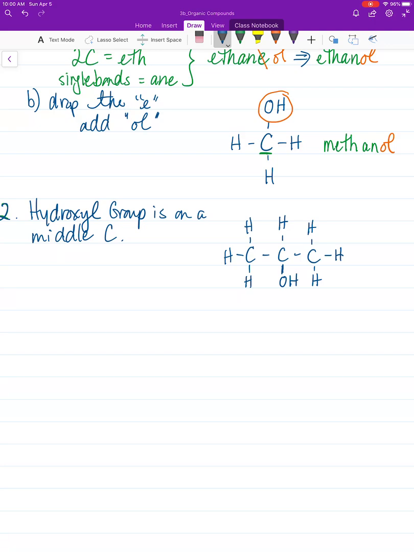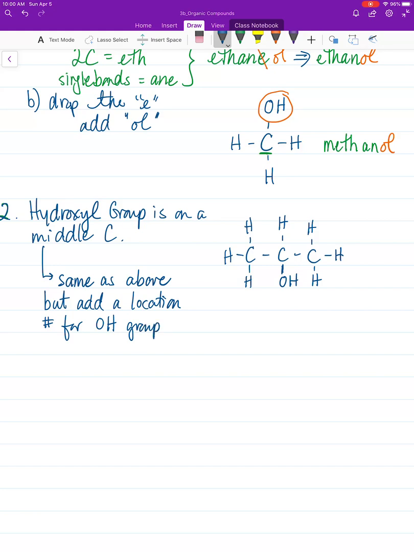Okay, so what we have to do differently now is just like with all of our other functional groups, we have to give locations. So it's the same as above, but now we have to add a location number for the OH group.